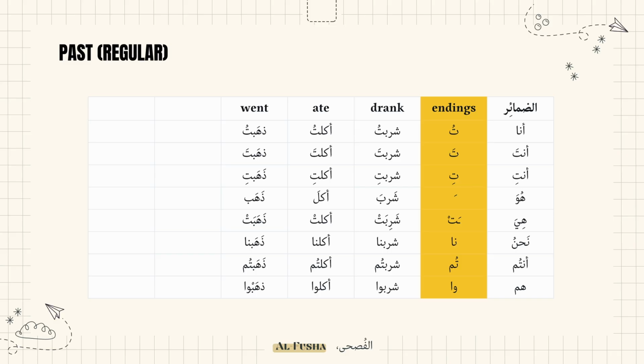If you want to say I went, now we gotta put the endings as we agreed. أنا ذهبت. أنت ذهبت. أنتِ ذهبتِ. هو ذهب. هي ذهبت. نحن ذهبنا. أنتم ذهبتم. هم ذهبوا. Okay?